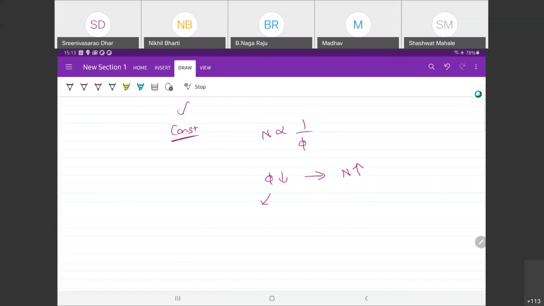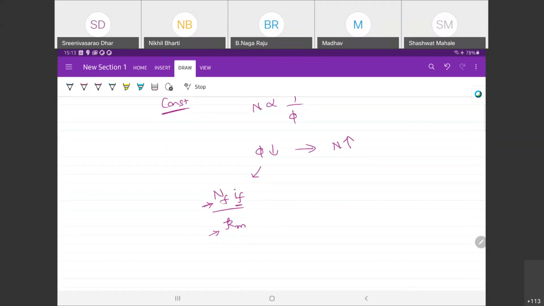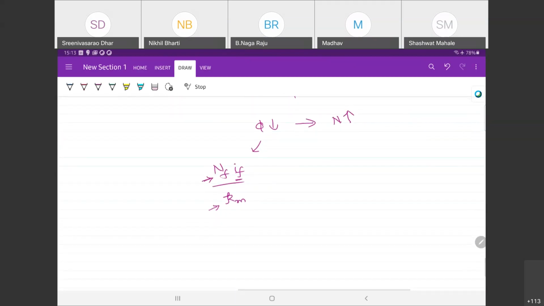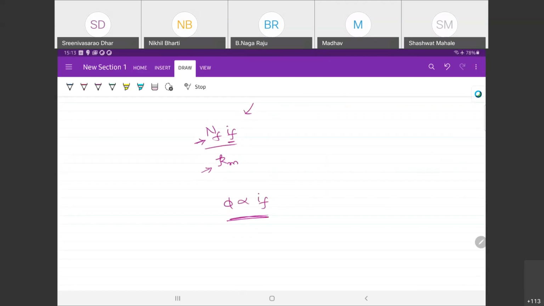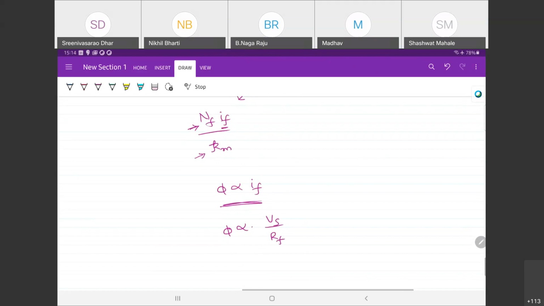So what is the flux? How do we reduce this flux? You already studied this, right? It is NF IF by the reluctance RM. You cannot change NF, and you cannot change RM. The only way is to change the field current IF, and then the flux will be reduced. So phi is proportional to IF, and IF is proportional to Vs by RF.